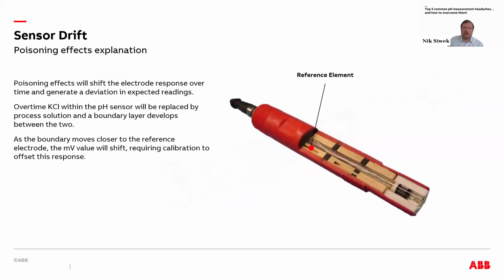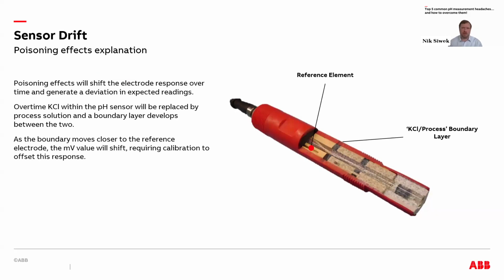What happens in pH poisoning effects is essentially, inside the sensor you have KCl salt solution, and over time that gets replaced with process. Highlighted there is an illustration showing process migrating into the sensor over time. With time, it starts migrating closer and closer to the back of the sensor where the reference electrode is located. As that boundary moves closer to the reference electrode, the sensor still works well, but what you'll see is an offset in your measurement.